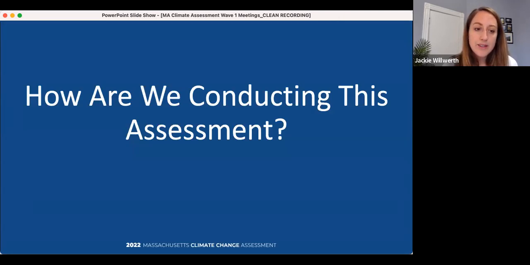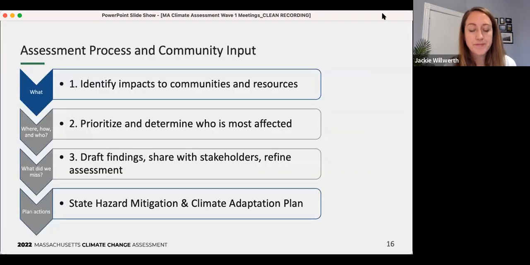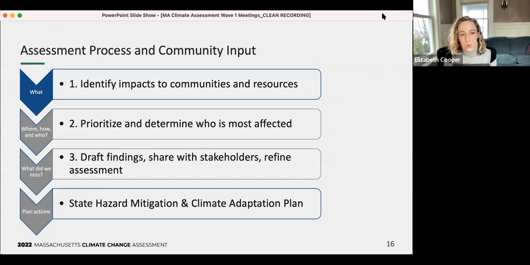So I think now I will turn it back to Elizabeth to give a little bit more detail on how we are conducting this assessment. Thank you, Jackie. So I want to just walk you through the key phases that will be occurring in the assessment and what are the opportunities for community input at each one.